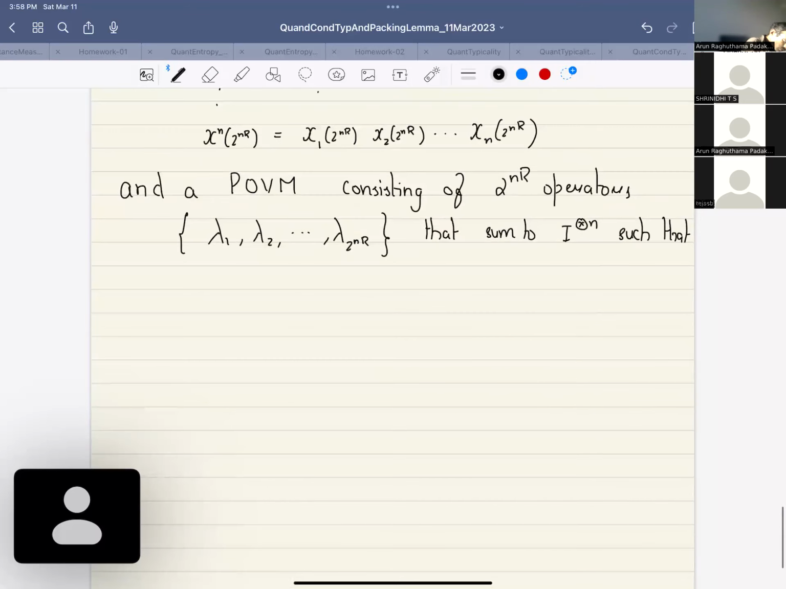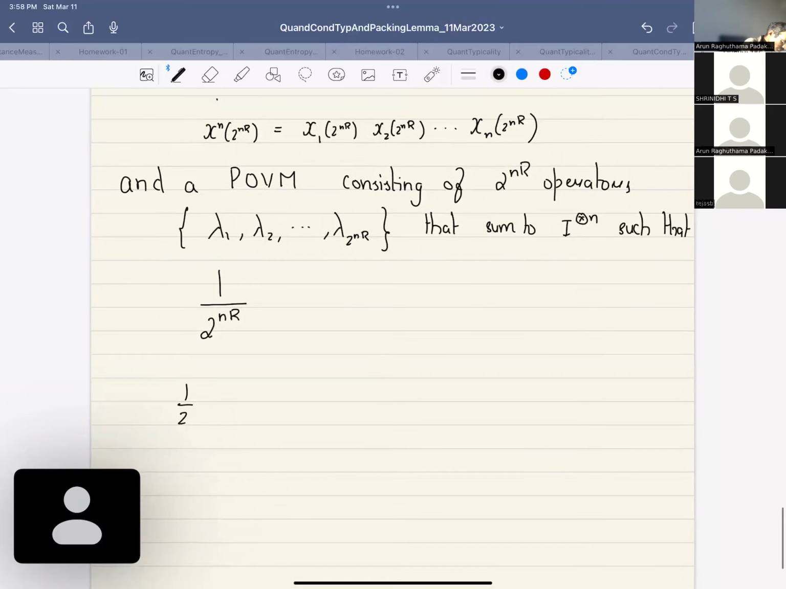suppose, what is the probability I get a particular message? The probability I get a particular message is 1 by 2 power nr, because there are 2 power nr possibilities. Each bit can be, with probability 1 by 2, this or that. So if I choose a particular bit combination, this is what it would be, nr bits. So this is the probability that I get a particular bit pattern.